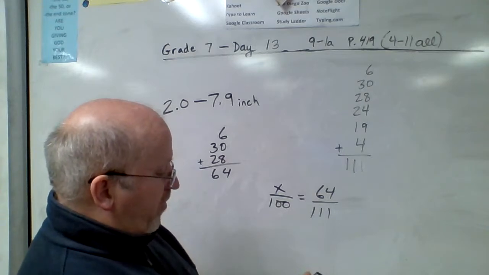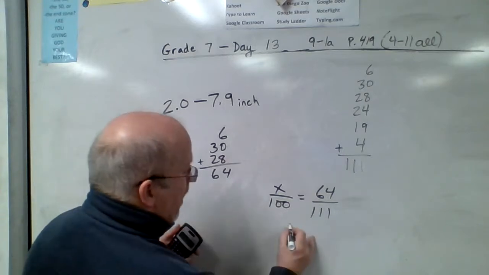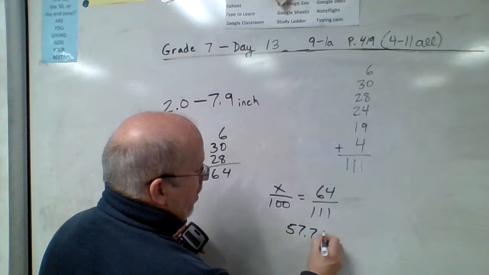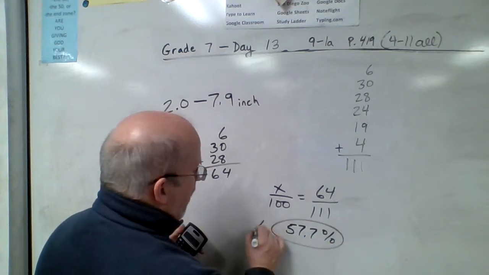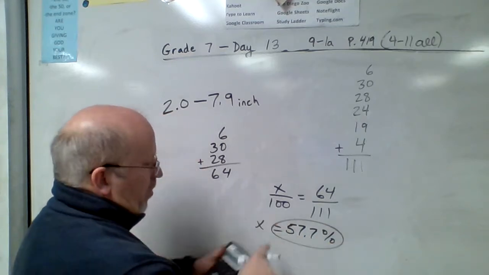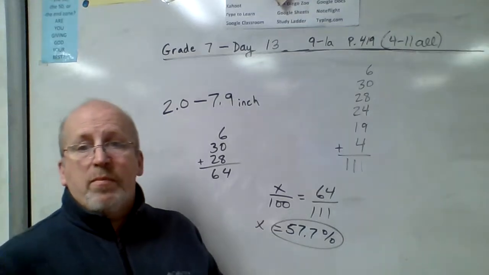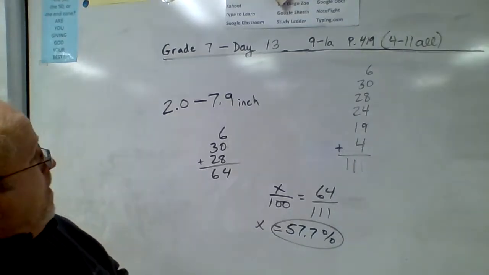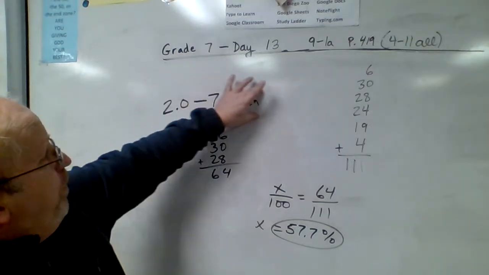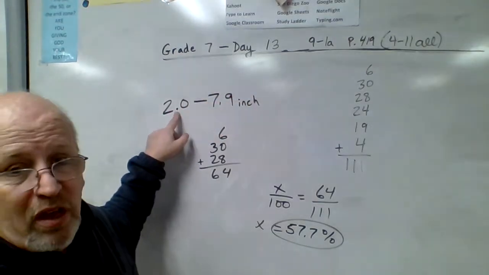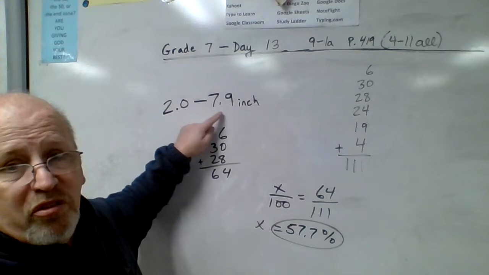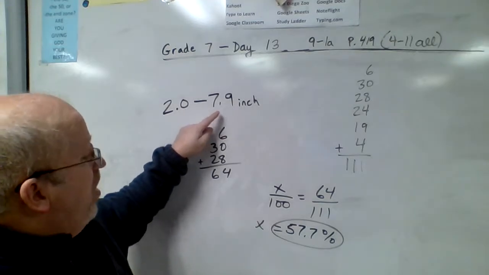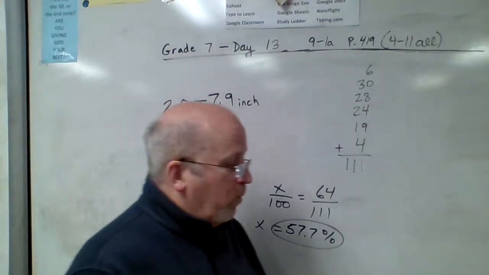In this particular case, I get 57.7 approximately, rounding to the nearest tenth percent. My x value in this case is 57.7%. So in other words, if the problem was find out the percent of trees that are from 2 to 7.9 inches, the answer would be 57.7.